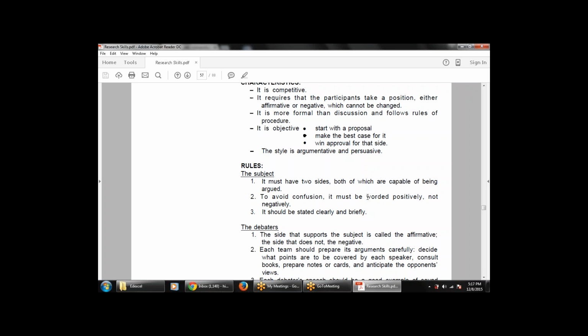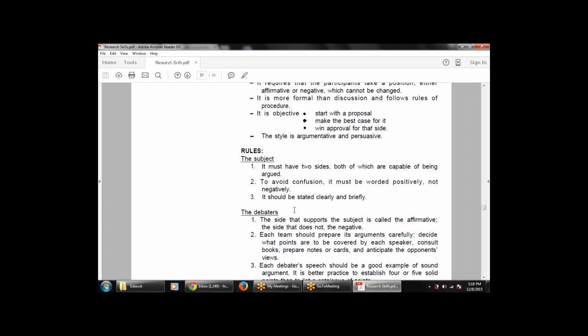That means to avoid confusion, the topic must be worded and explained in a positive way, not a negative way. Whatever content is given must be used in a positive way, and it should be stated clearly and briefly. Whatever subject is given must be clear in the minds of each and every person, because that is the main topic. Unless you are clear about the subject, how will you argue in favor or against? So first of all, make the content clear and brief.